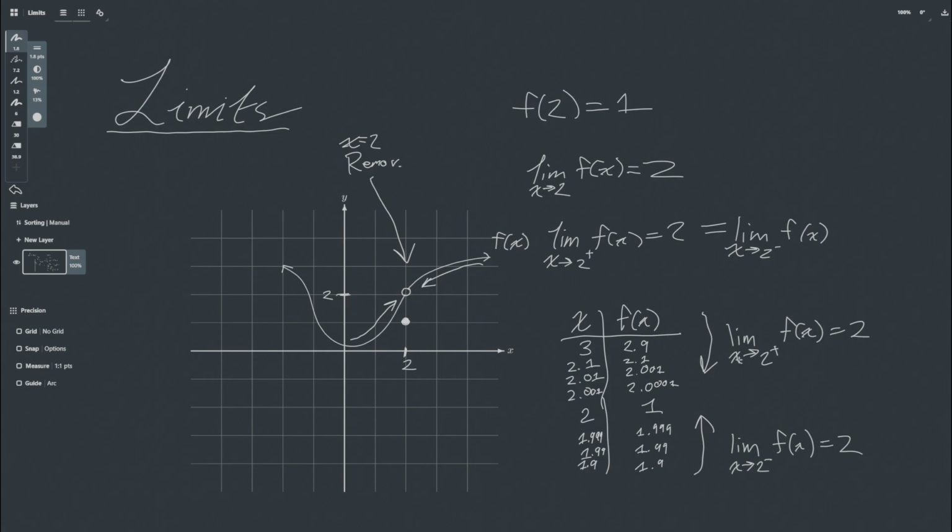Now finally, if this right-sided limit here is equal to this left-sided limit here, so the limit as x approaches 2 from the right of f of x, if that's equal to the limit as x approaches 2 from the left of f of x, then that implies the limit as x approaches 2 of f of x exists, and it's equal to the right and left-sided limit.